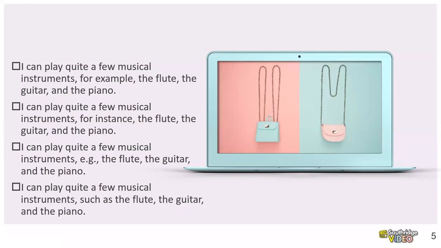Where are the students? Come on. For example, sir. Ah, where is it? Here, right? So what is coming after for example? For example is followed by the item. What is coming after for example? The flute, the guitar, and the piano. Now, this is what we call items. This is for example, and this is the item.